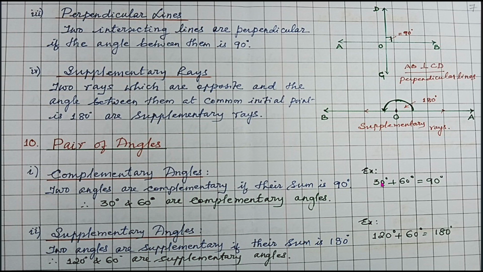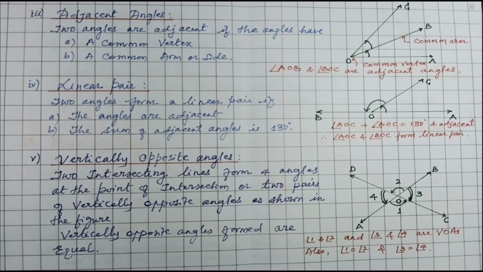Rather, 30 degrees is the complementary angle of 60, and 60 degrees is the complementary angle of 30. Remember that. Now supplementary angles. Two angles are supplementary if their sum is 180 degrees. Now consider an example here. 120 degrees plus 60 degrees is 180 degrees. That means 120 plus 60 is 180. Therefore they are supplementary angles. Rather, 60 degrees is the supplementary angle of 120 and 120 is the supplementary angle of 60 degrees. Sum should be 180.